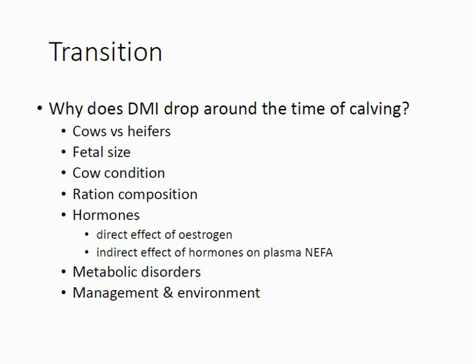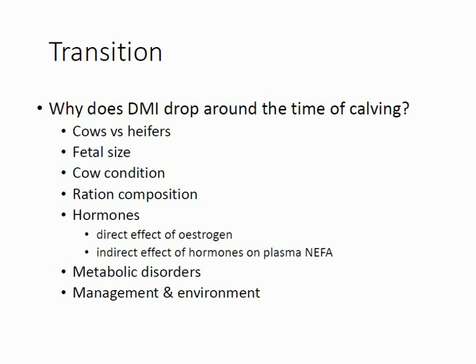Cow condition is crucial though. Over-fat cows, that really reduces the ability of the cow to pack in dry matter intake pre-calving. The ration composition, this is normally something which, with a good competent nutritionist, you should be able to get right, but it is important that that is properly constructed.